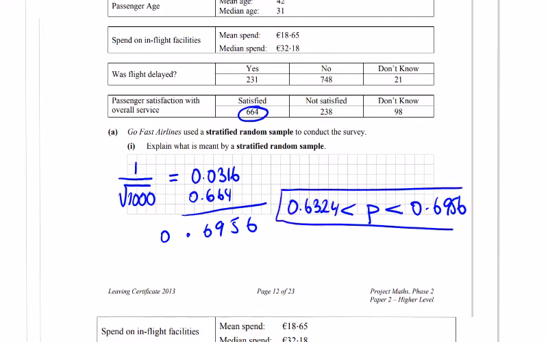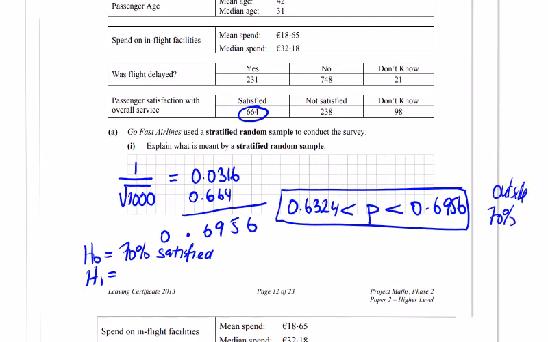So I don't need to write H0 again. We had it before. You can rewind the video. H0 and H1. H0 was 70% satisfied. So we can say here 70% is over here, outside this interval. So we reject H0. The company don't have enough evidence to say that 70% of people are satisfied.